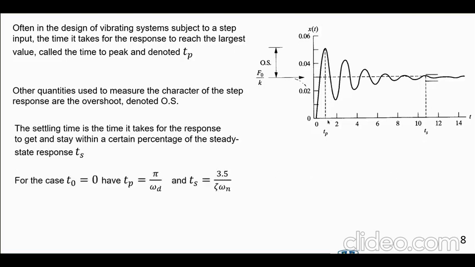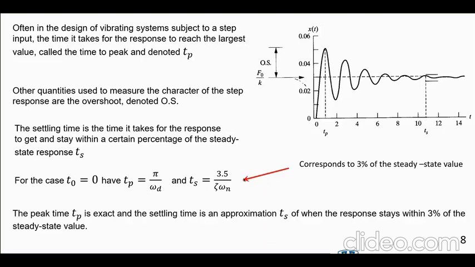Now, for the place where this peak occurs, you can actually work it out. This is an exact value. So if you know omega d, this point is pi over omega d. Okay, so for this particular problem, if this percentage is 3%, then you can find out what this TS is. Now, if you choose a different percentage, 5% or 2%, this will be either to the left or to the right, and it's not going to be this value. This is only approximate, but this one is exact. TP is exact. Settling time is approximation.